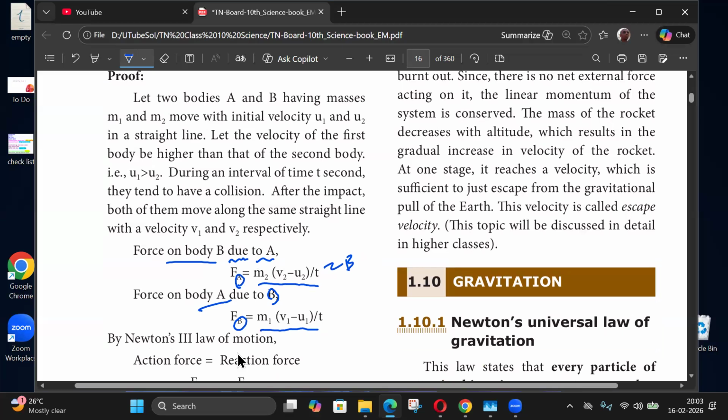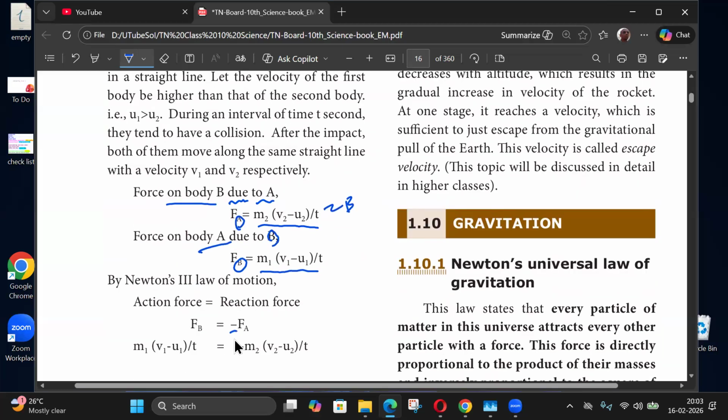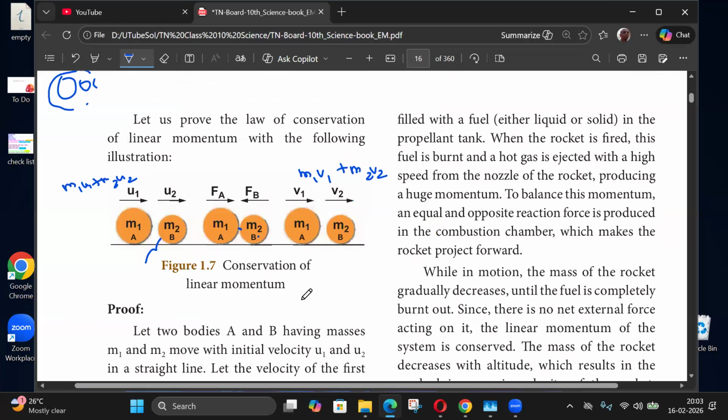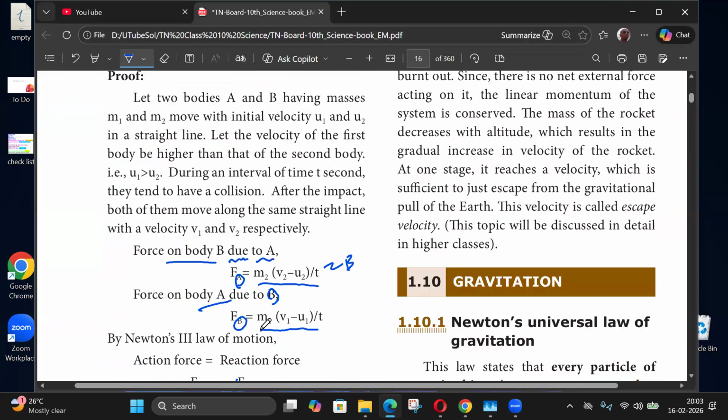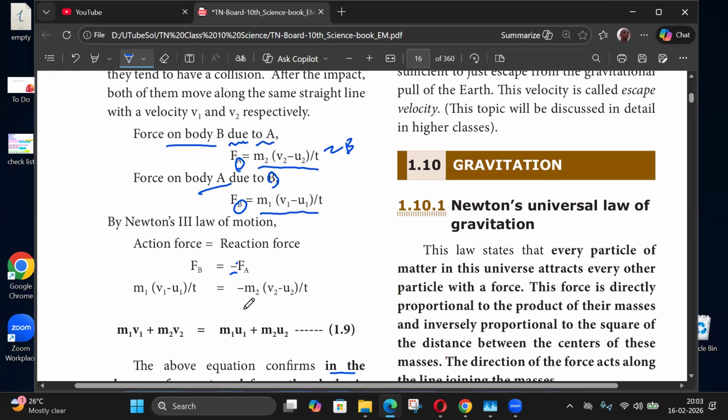So these two forces are equal and opposite in direction. So a minus sign is required, because force is a vector, force has a direction, right? If I push towards the right, the object will move towards the right. If I push towards the left, the object will move to the left. So direction makes sense. Force is a vector. So because of that, this minus sign is required, because FB is towards the left, FA is towards the right. So the magnitude is the same, their direction is opposite. So one direction I take as positive, the other direction is negative. So I put a negative sign. So from this I'll get this one.